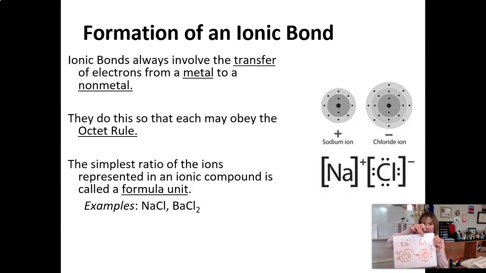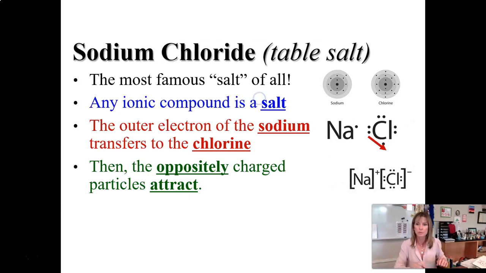Okay? It's the electrostatic attraction between the positive and the negative charged ions that causes them to stick together and bond. Okay? This is an ionic bond. This is the way an ionic bond works. And it works between those metals and nonmetals. Sodium chloride is table salt. It's the most famous salt of all, of course. But the thing is, any ionic compound can be called a salt. It's okay to call them a salt.